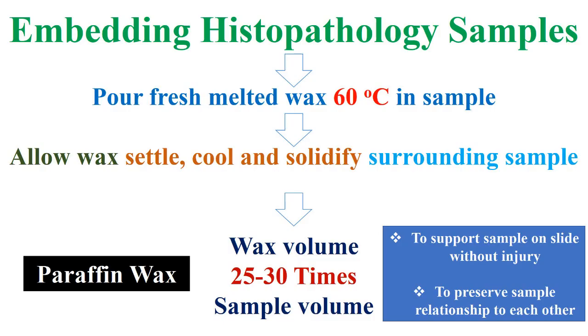Whereas embedding histopathology samples is applied by pouring fresh melted wax at 60 degrees Celsius onto the sample and allowing the wax to settle, cool, and solidify surrounding the sample. But please pay attention: paraffin wax volume should be 25 to 30 times the sample volume to support the sample on the slide without injury and to preserve the sample's relationship to each other, as mentioned in the next slide.